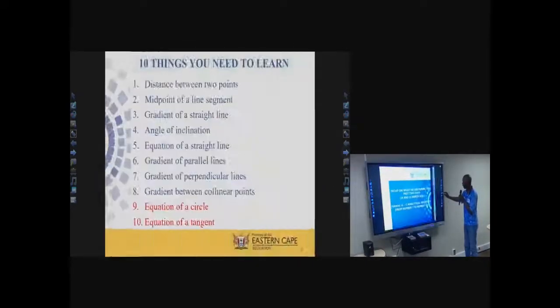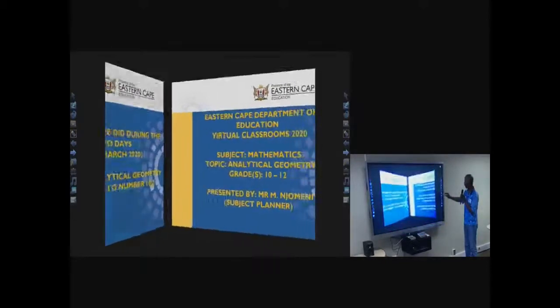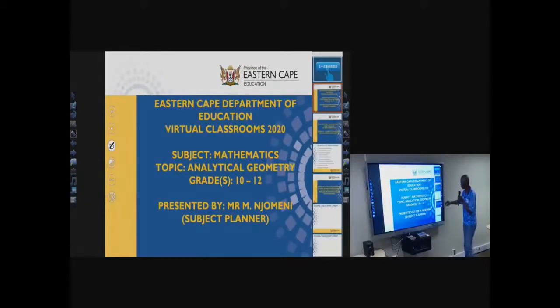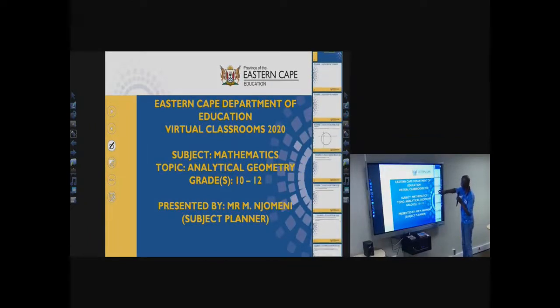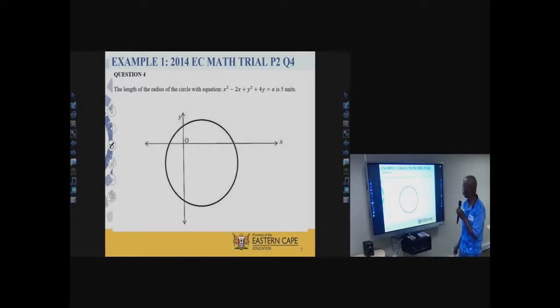Now, I want us to move to examples from previous years' question papers. I just wanted to emphasize that one. Let's just move and do examples from previous question papers now. We'll probably be able to take two of them.